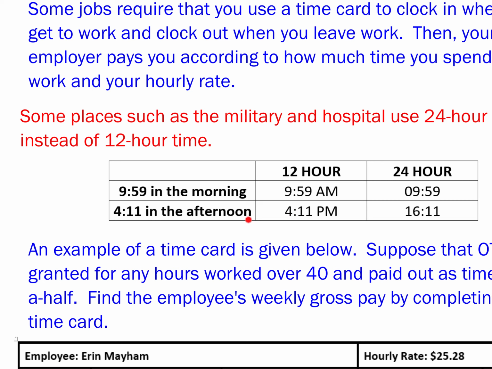So anything past 12, you add 12 to the time. So if it's 4:11 in the afternoon, we would call it 4:11 p.m. in 12-hour time. But in 24-hour time, you add 12 to the 4, and now it's 16:11. So if you see any hours that start past 12, you know they're in the afternoon or the evening. It's easier that way when we're doing time cards. Believe me, I don't use 24-hour time a lot myself, but if we're trying to interpret a time card and figure out how many hours somebody worked, 24-hour time is a lot easier to work with.